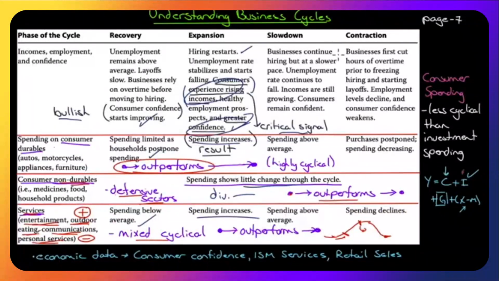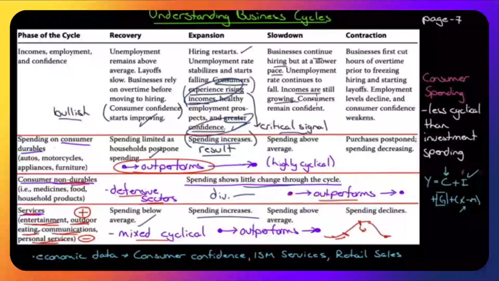The slowdown, business continues hiring, but at a slower pace. Now notice, they continue hiring, but at a slower pace. The slower pace is not a big deal. It's a slower pace, but incomes are still very strong. The total amount of income earned is not dropping. It's still increasing. So that big spending power is still there. Unemployment rate continues to fall. Incomes are still growing. Consumers remain confident.